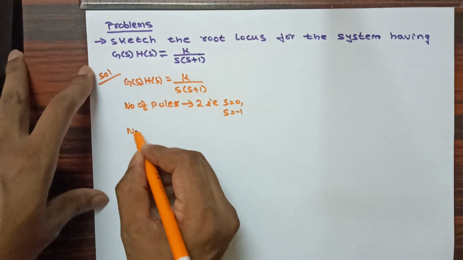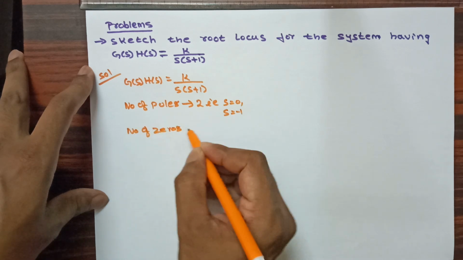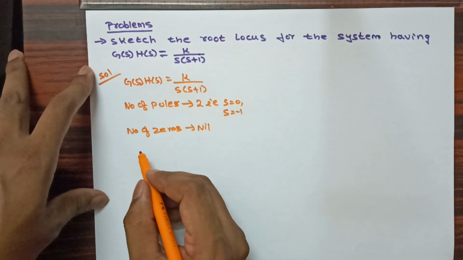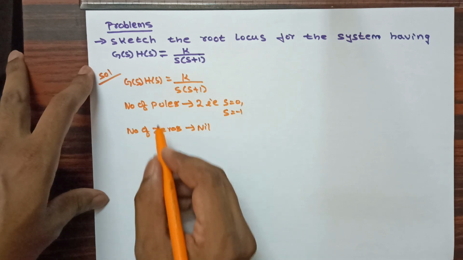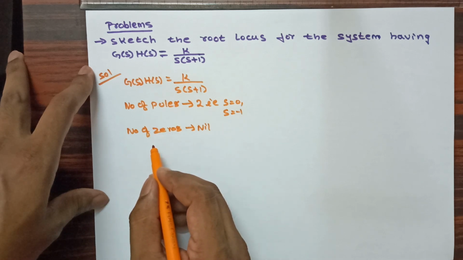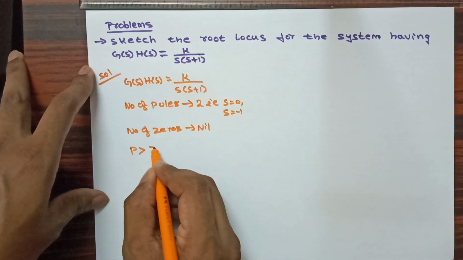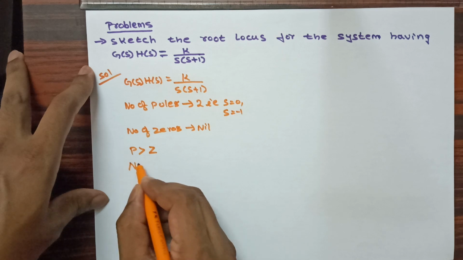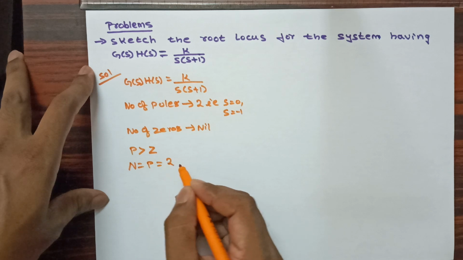Next, number of zeros is nil in this problem. Next, we know that by looking into the number of poles and zeros, poles are greater than zeros, therefore the number of branches, that is capital N, is equivalent to P, number of poles, that is 2.